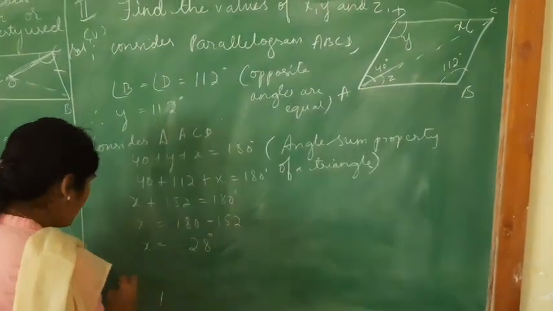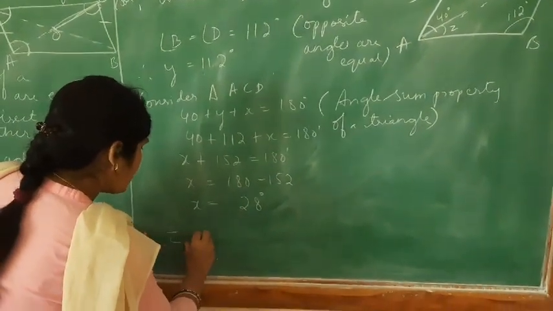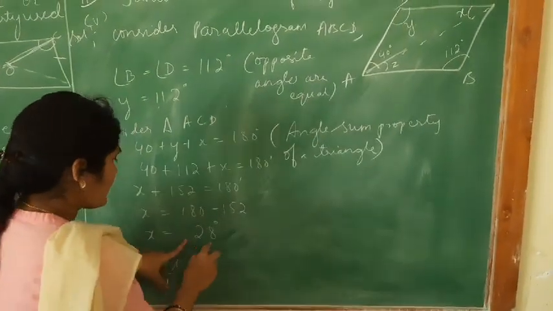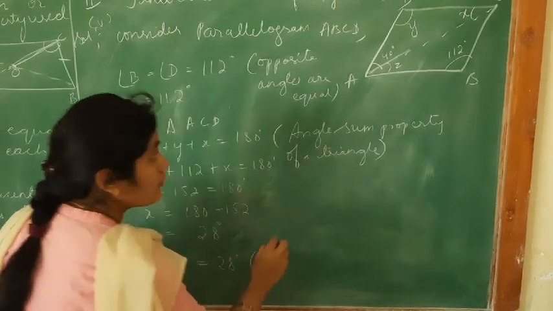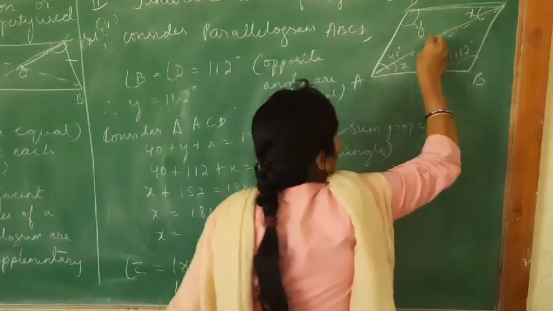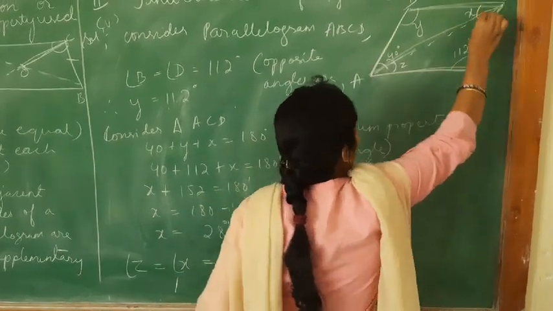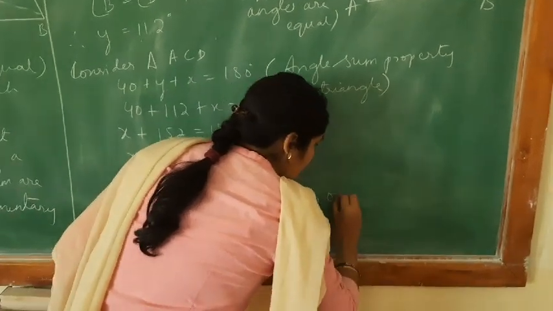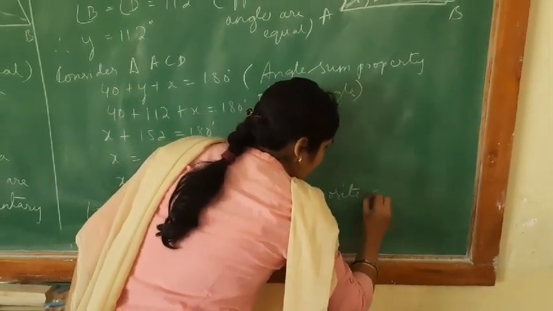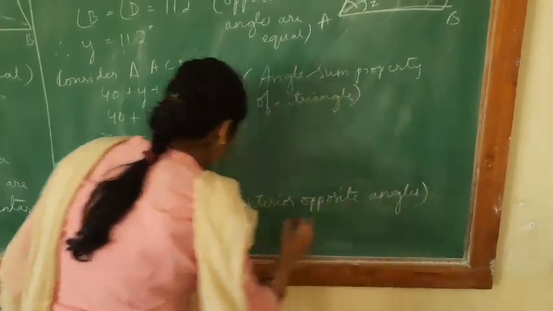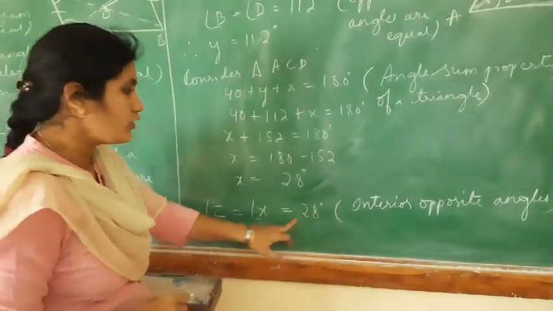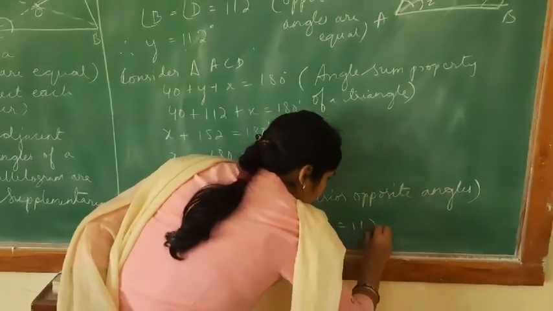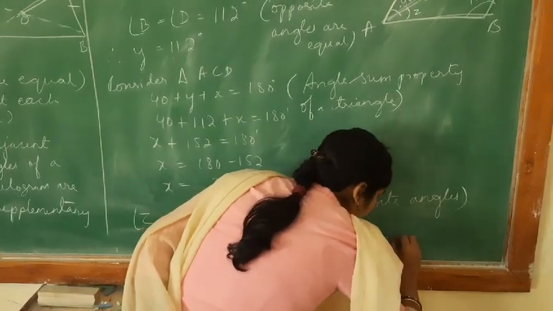How to find out the Z? Therefore, angle Z is equal to angle X. We know angle X is 28, so Z also will be 28 because these are interior opposite angles. Interior opposite angles will be equal. Therefore, X is equal to Z is equal to 28. Therefore, X is equal to 28 degrees, Y is equal to 112 degrees, and Z is equal to 28 degrees.